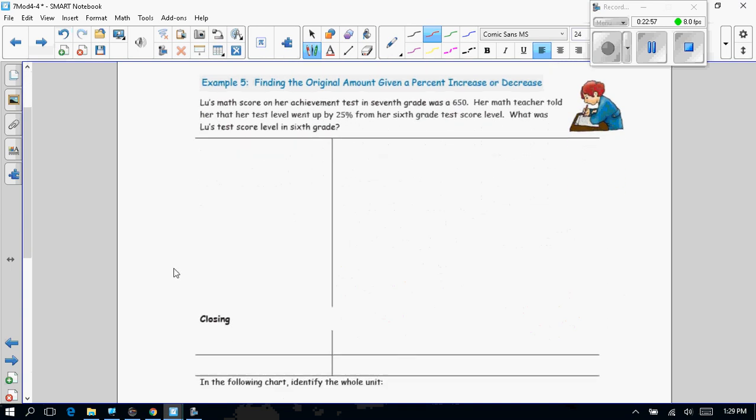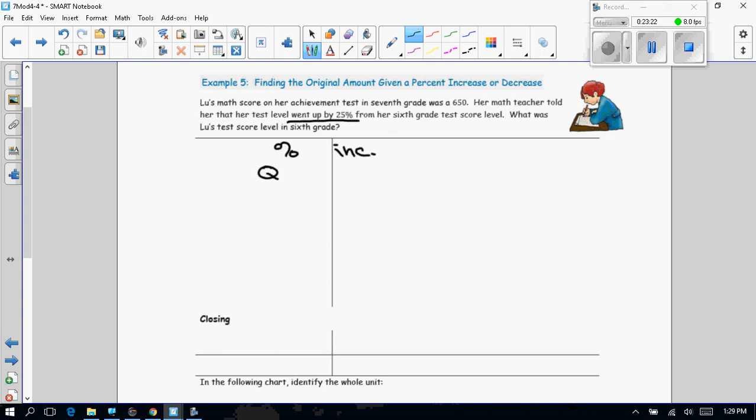Lou's math score, excuse me, on her achievement test in 7th grade was 650. Her math teacher told her that her test level went up by 25% from 6th grade. What was Lou's test score in 6th grade? All right, so this is a percent increase, right? Because it literally says it went up. So we know this is an increase.